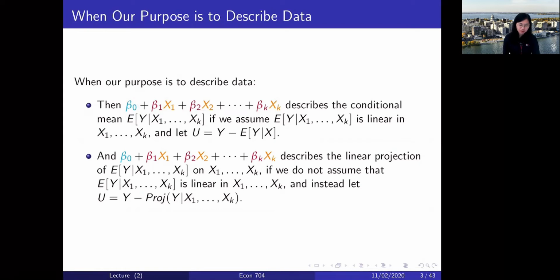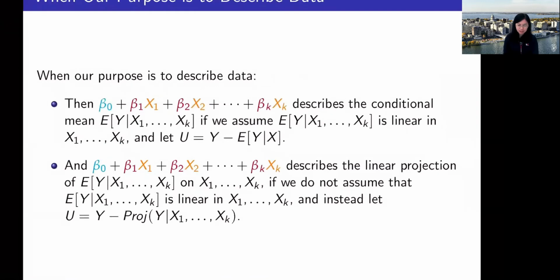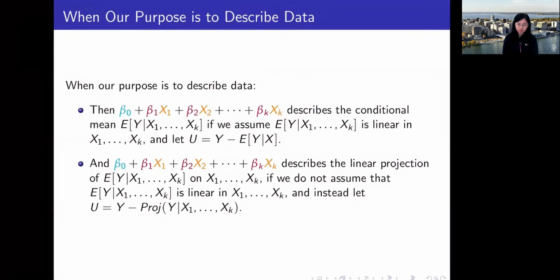If the purpose is descriptive, if what we want to do is to describe the joint distribution of the y and x variables, or conditional distribution of y given the x variables, then we might consider models that summarize this conditional distribution, for example, the conditional mean model or the linear projection model.